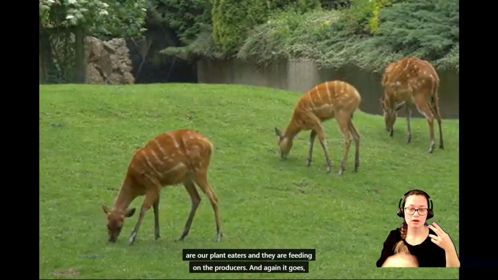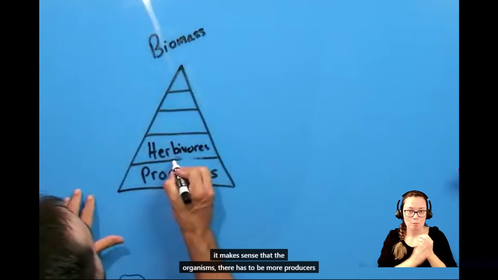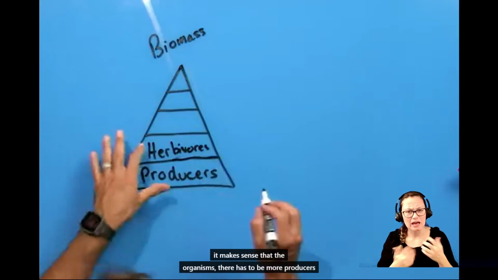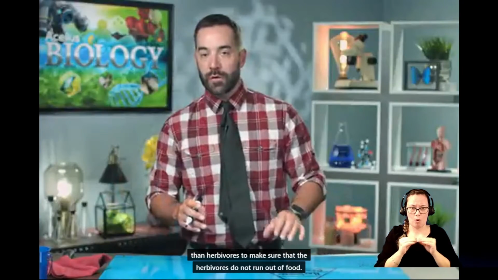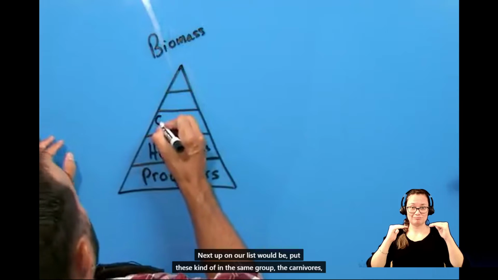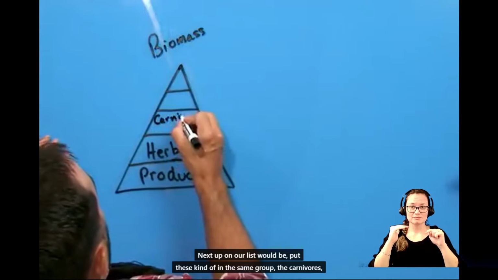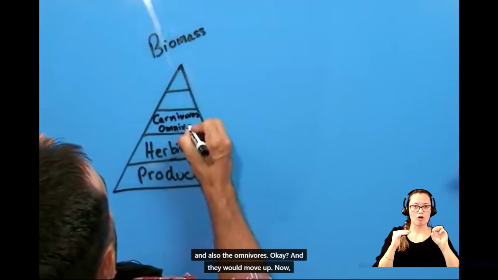Moving up, our next level would be the herbivores. These are our plant eaters, and they are feeding on the producers. And again, it makes sense that there have to be more producers than herbivores to make sure that the herbivores do not run out of food. Next up on our list, we'll put these in the same group, the carnivores and also the omnivores.